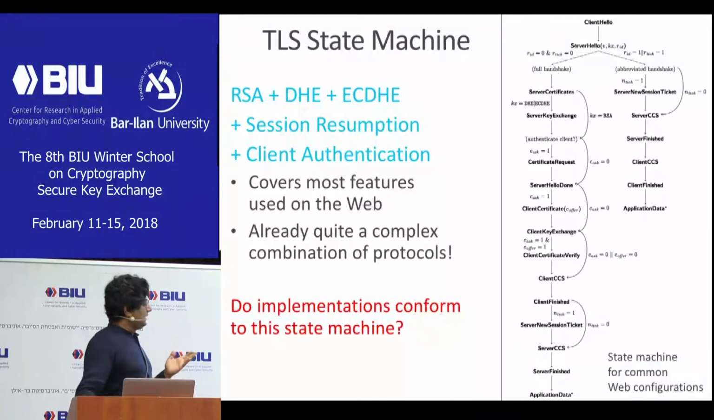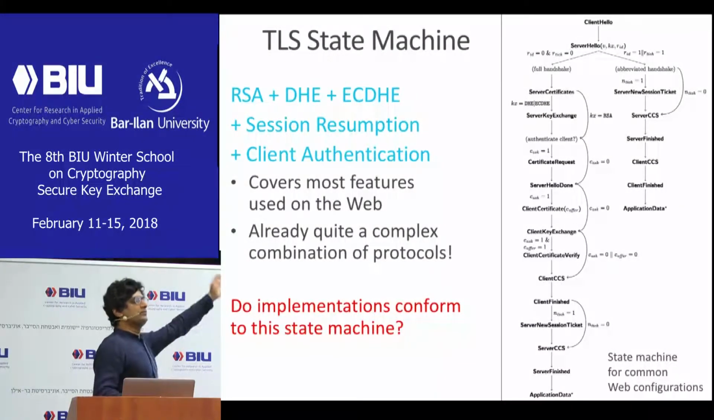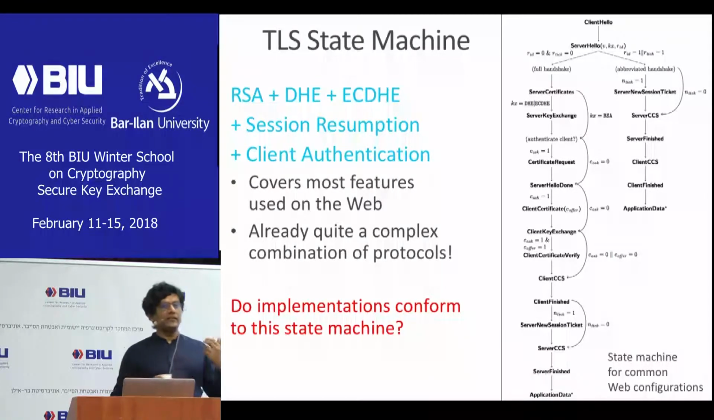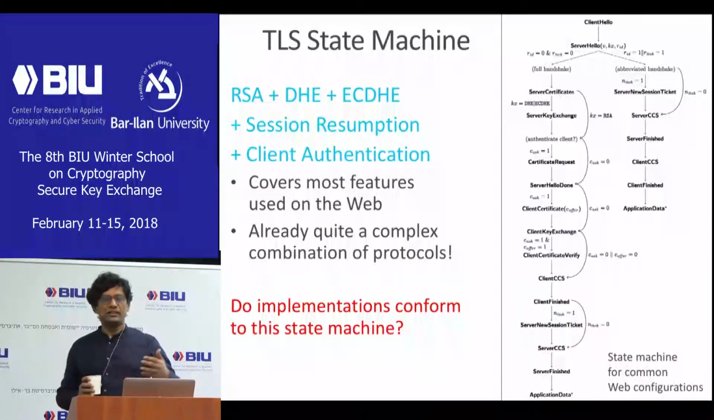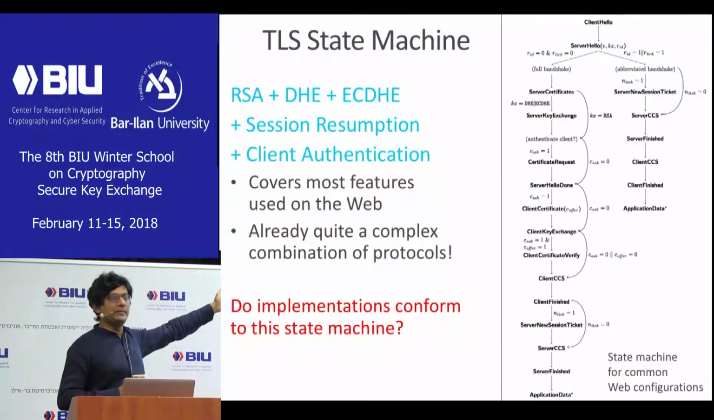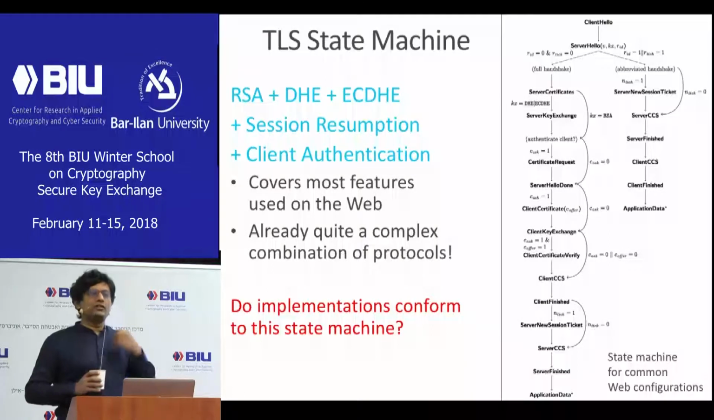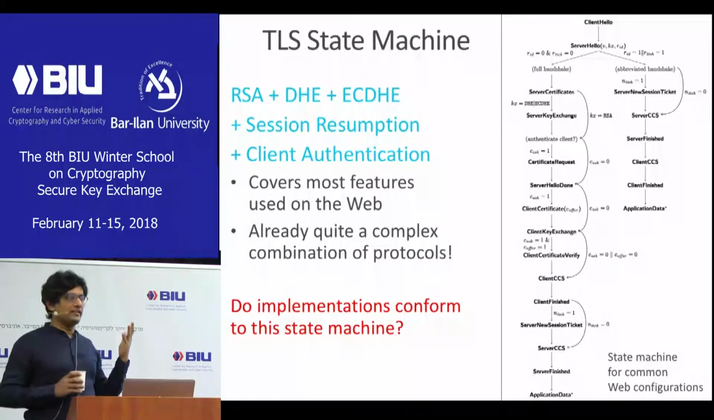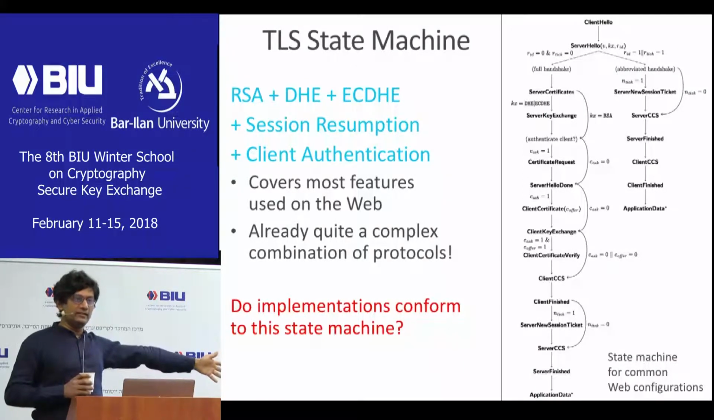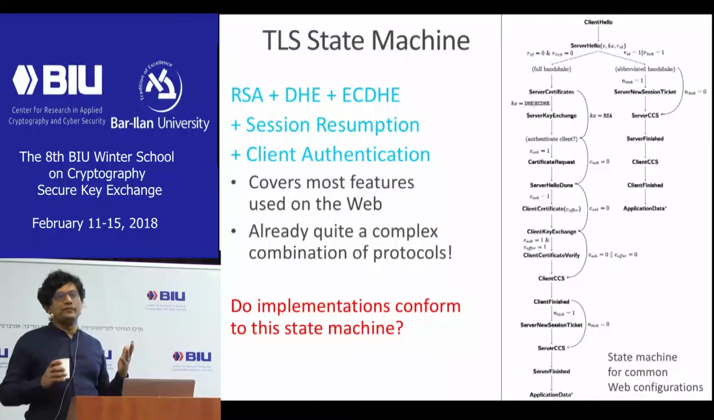So the question is, this is supposed to be the state machine for TLS that covers all the web cipher suites. Do implementations of TLS, like the web browsers and web servers that you're using, actually conform to that state machine? Do they implement that state machine, or do they implement something completely different? That's a good question to ask, because the TLS standard does not specify a state machine. I invented this by looking at the standard, but in fact, it leaves it open for the implementation to choose how to implement the composition of these protocols. It does not specify.